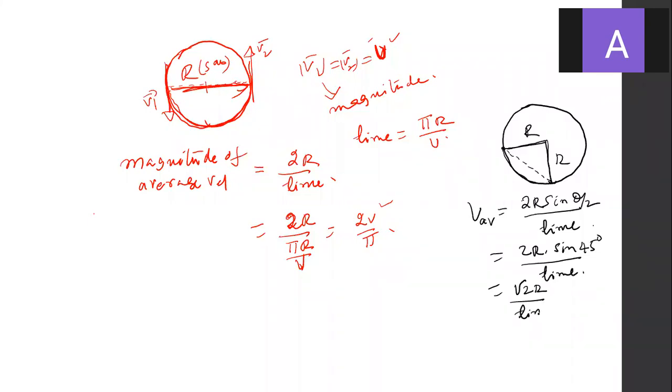You remember, this time cannot be kept like this. Time we should write in terms of v. Time equals simply distance, pi r by 2 by v. So time is pi r by 2v.